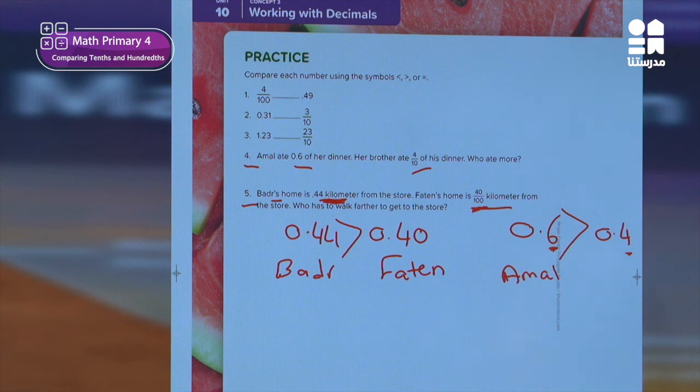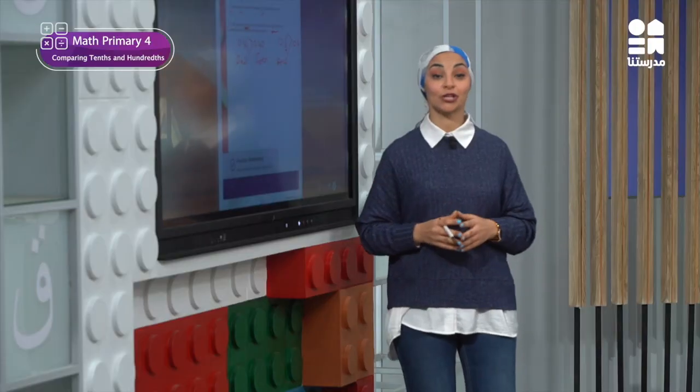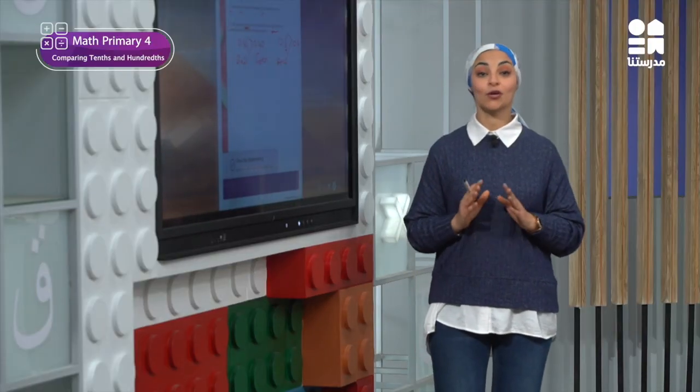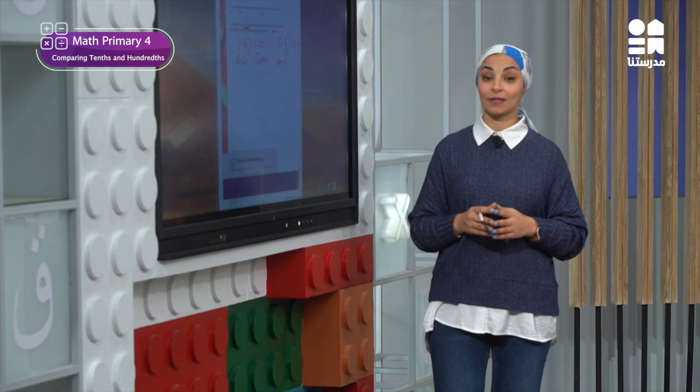Okay, and now we have completed our today's lesson. We learned how to compare the fractions and decimals that have 10 or 100 as the denominator. And we also answered and practiced many problems. You can discuss this with your friends in the classroom.